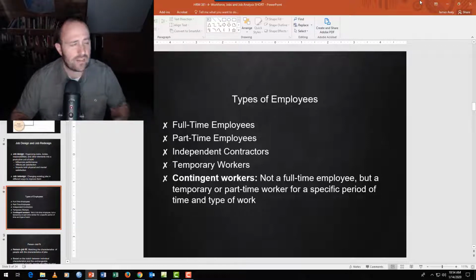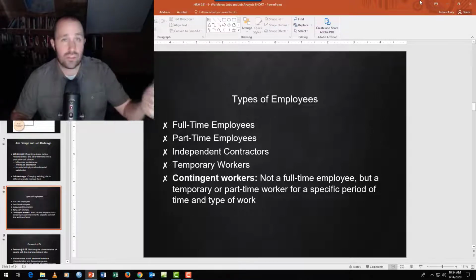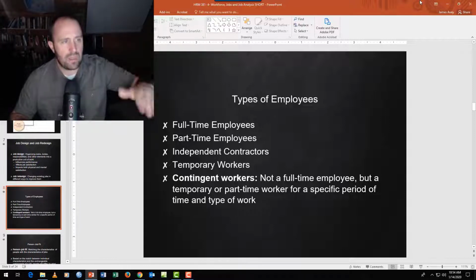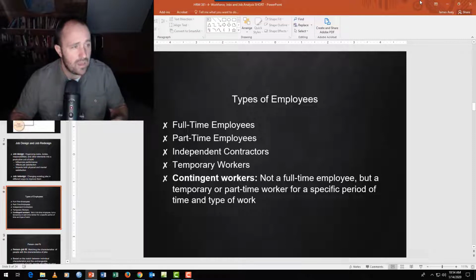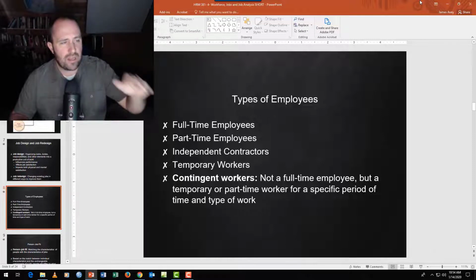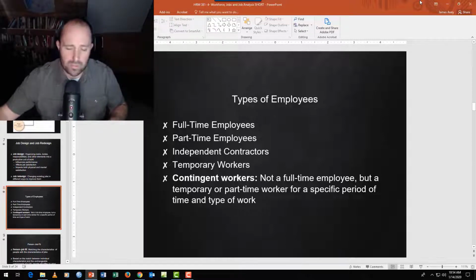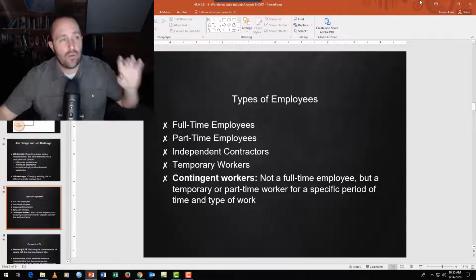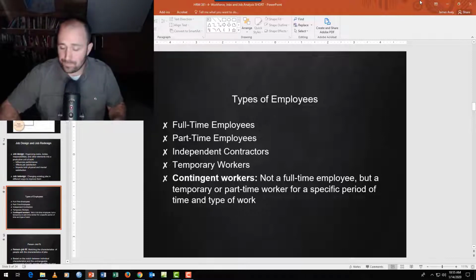That's an independent contractor. Temporary worker is similar, but there's a specific period of time. Basically, you're paying for someone's service. You're paying for someone's mind. Contingent workers can be kind of all of them. Contingent workers are usually thought of as being independent contractors or temporary workers, but it means that their employment status is contingent on something. They're not a direct full-time employee.